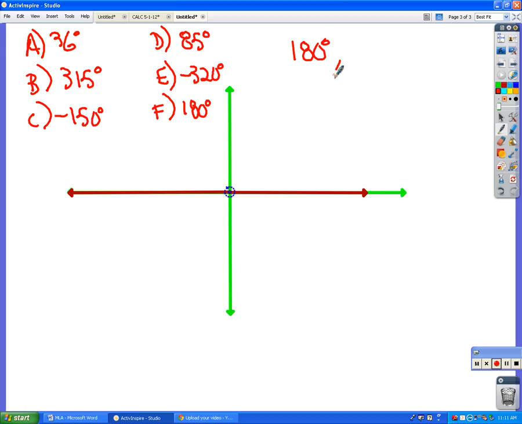180 and negative 180 look exactly the same, right? What that means is that those two angles are called co-terminal angles, because the ending place is the same. How many co-terminal angles are there with 180 degrees?